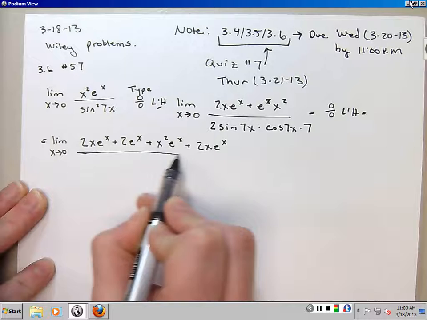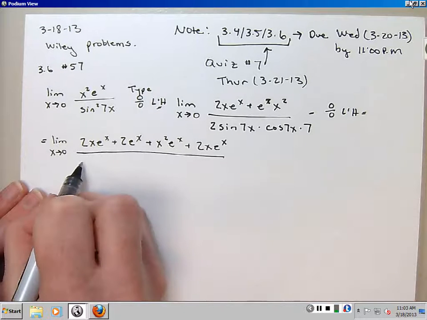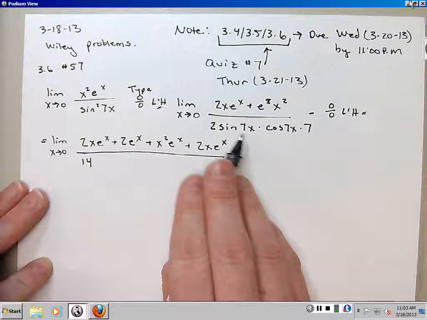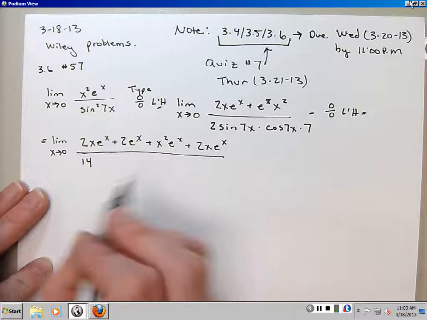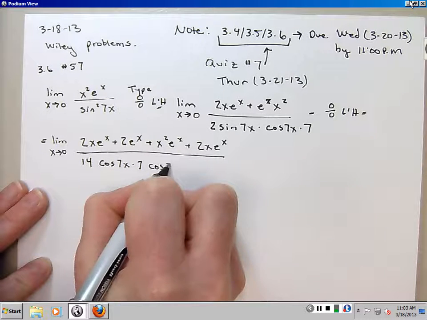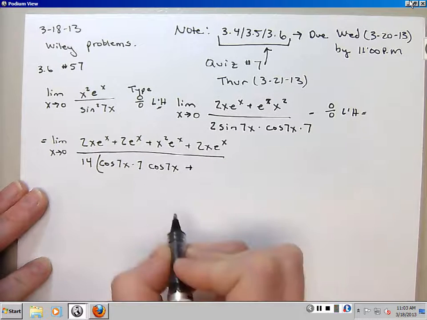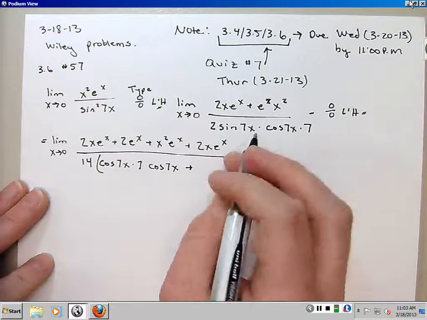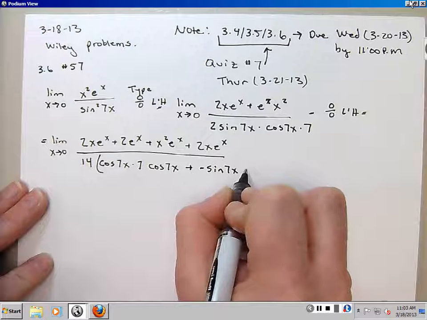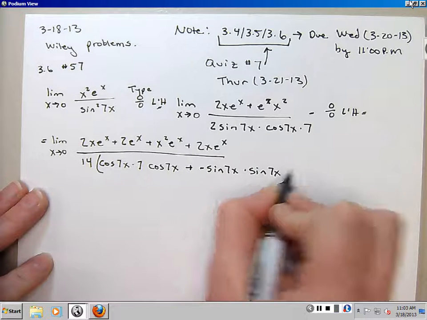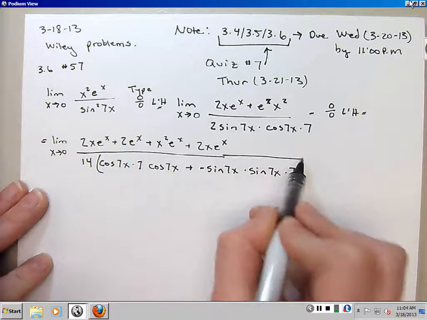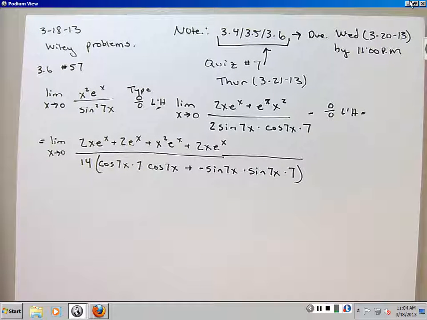And on the bottom, I'd have 14, because that's just a constant. Derivative of the first, hold the second one, plus the derivative of the second, hold the first. The derivative of sine is cosine, right? So I have cosine 7x times 7 times cosine of 7x, plus the derivative of cosine, which is minus sine, right? Minus sine of 7x times sine of 7x times 7. Dropping the 7 is okay at this point. Does everyone see that?